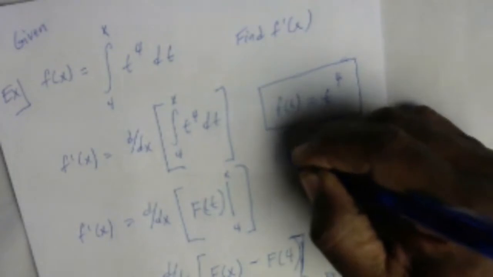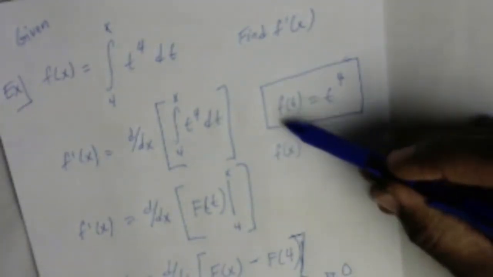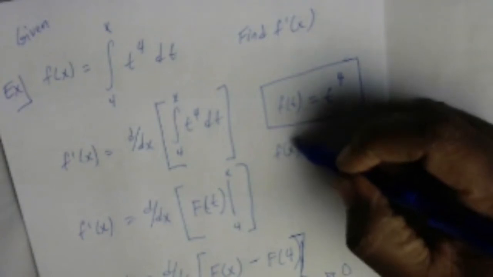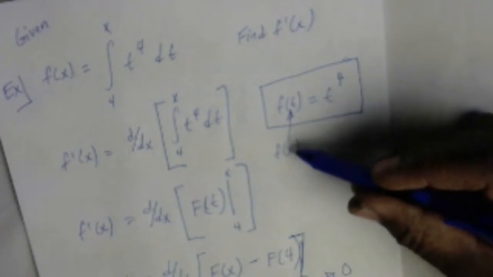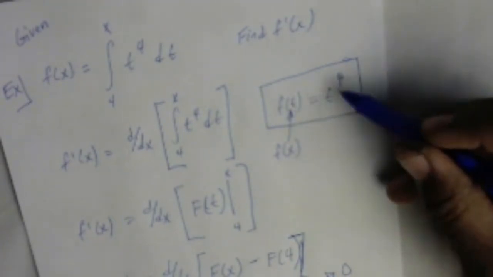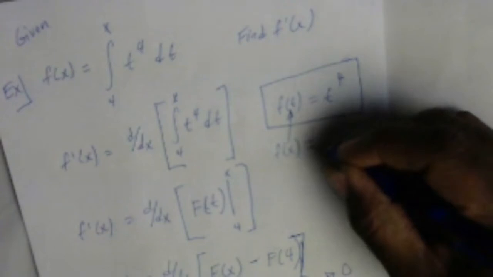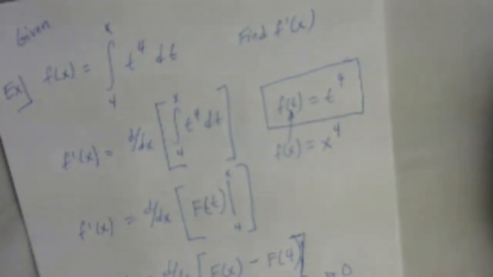Well, how do I actually find f of x? I want to back substitute. To find f of x, I'm going to go back to my f of t function, and wherever I see a t, I'm going to replace it with x. So if f of t is equal to t to the 4th, f of x would equal x to the 4th. So f prime of x is equal to x to the 4th power.